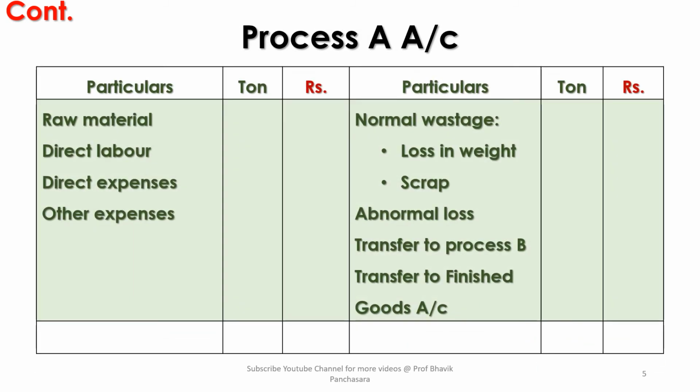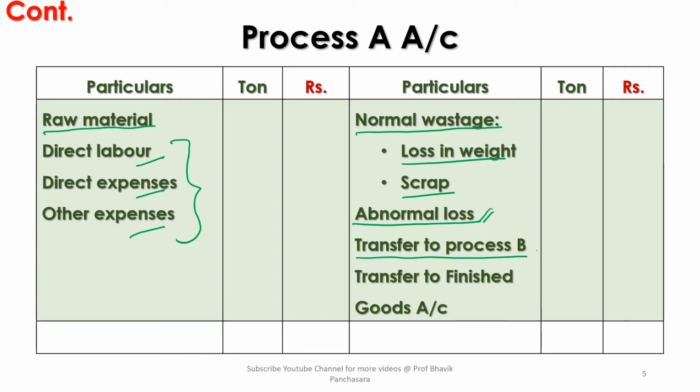Now friends, let us prepare this process A account. So here first we will start with the debit side, in which we will show raw material and expenses, that includes direct labor, direct expense and other expense, whereas in credit side we will show normal wastage, under that loss in weight and scrap. After that abnormal loss that we have just now calculated, then transfer to process B and transfer to finished goods.